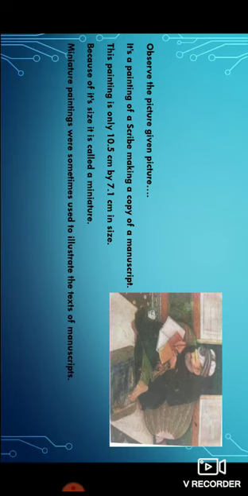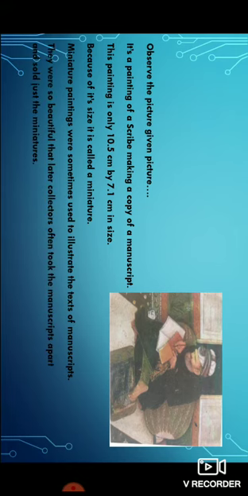Let's see manuscripts. Observe the given picture. It's a painting of a scribe making a copy of a manuscript. The painting is only 10.5 cm by 7.1 cm in size. Because of its size, it is called a miniature. Miniature means very, very small. Miniature paintings were sometimes used to illustrate the text of manuscripts. They were so beautiful that later collectors often took the manuscripts apart and sold just the miniatures.